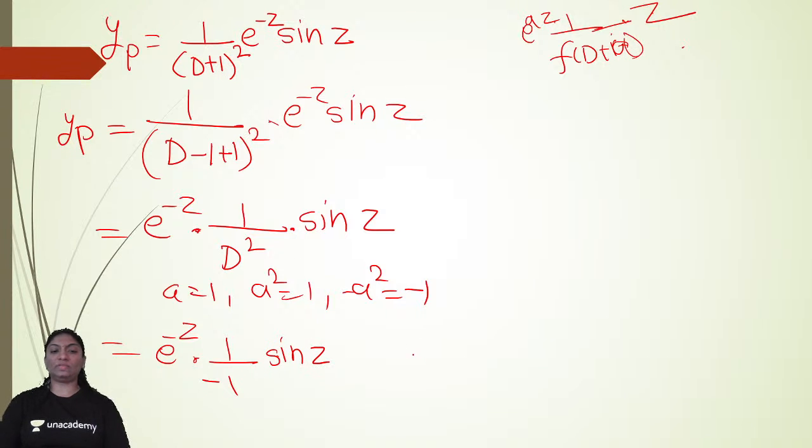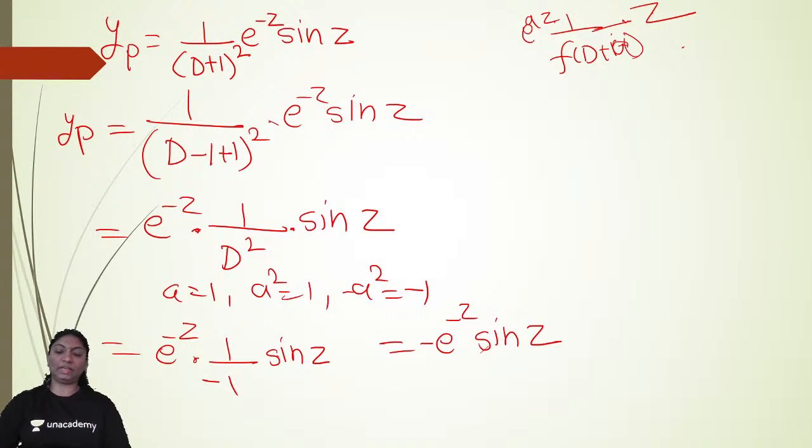So 1 upon minus 1 into sin z, so minus e raised to minus z into sin z. So you will get here your final answer: z e raised to minus z into minus e raised to minus z into sin z. That is your yp.